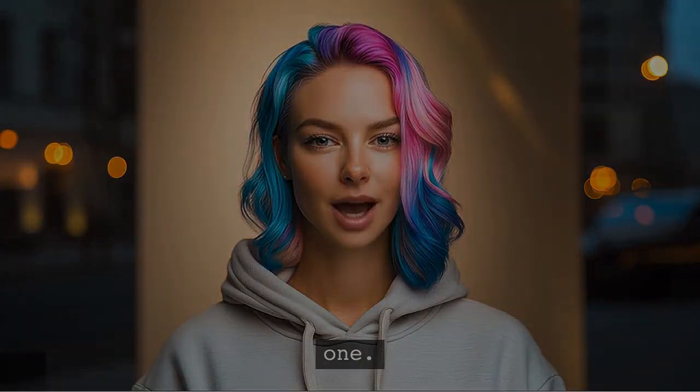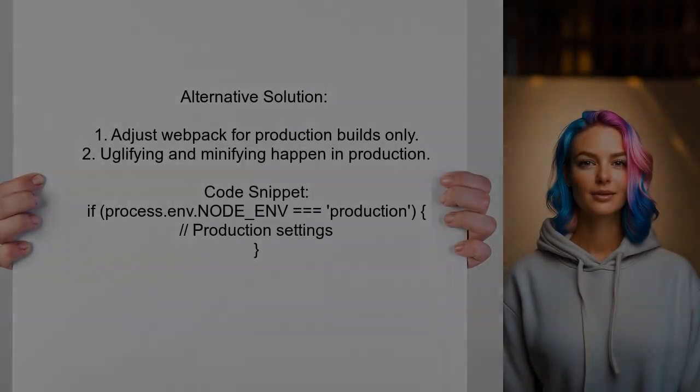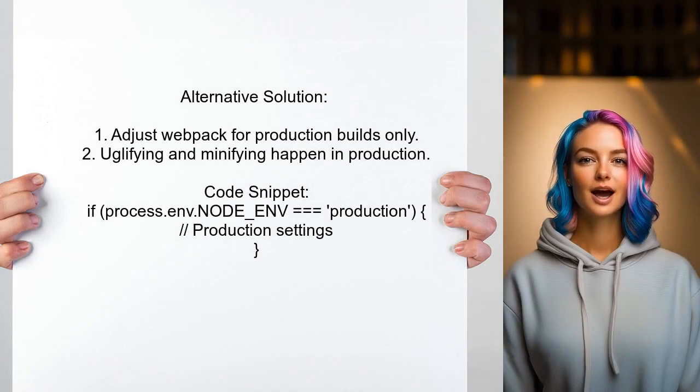Let's explore another one. An alternative approach suggests adjusting your Webpack configuration. The idea is to create new bundles only when building for production. In the Webpack simple Vue CLI template, uglifying and minifying occur only in a production environment.